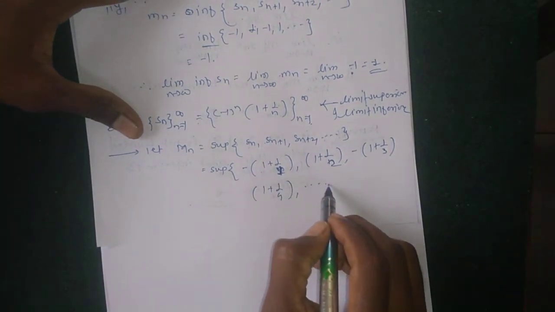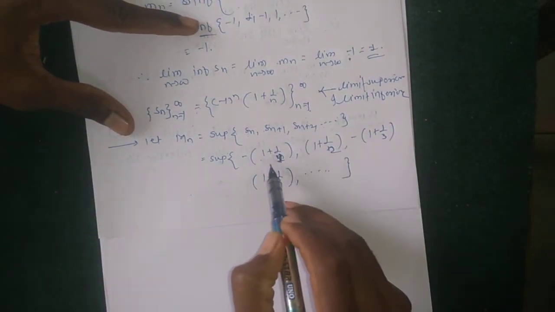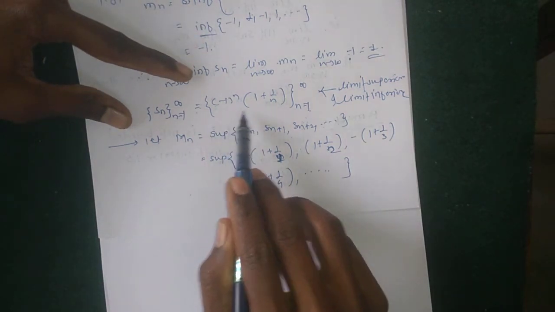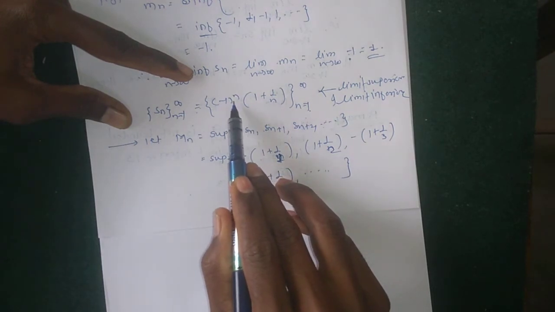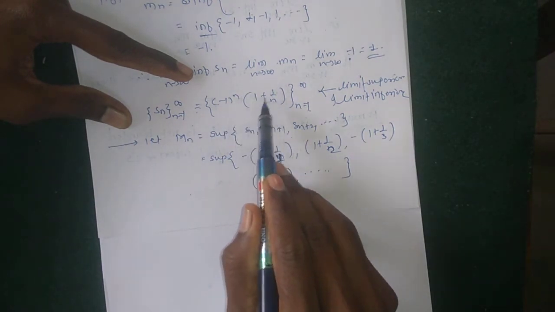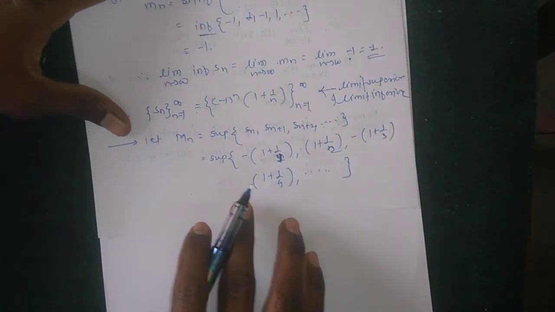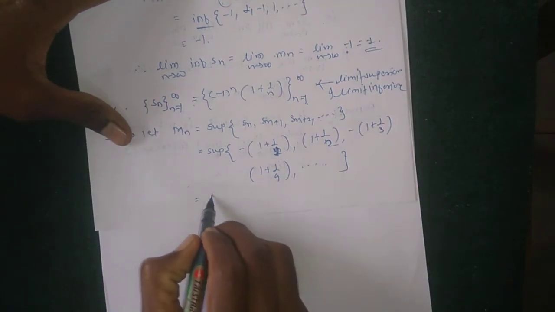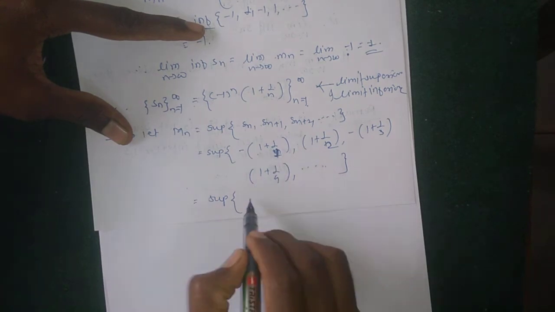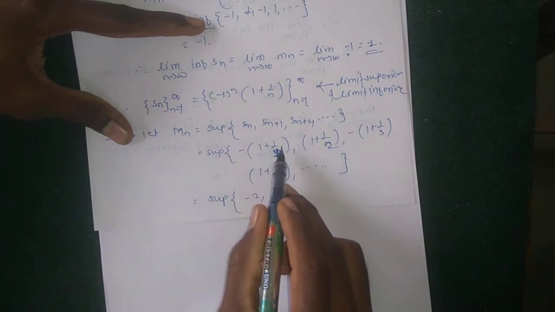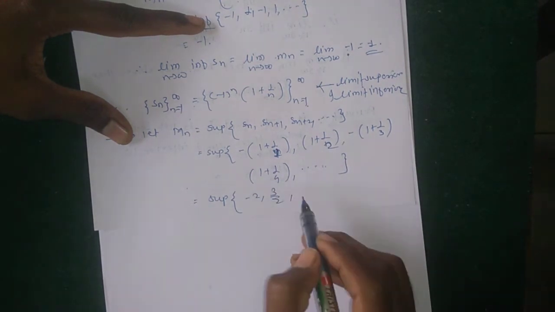And in this way all values of this sequence exist. Putting n equal to 1, we get the value -(1 + 1/1). When n is equal to 2, (-1)^2 is plus 1, so 1 + 1/2, and so on. In this way we get the values of this sequence. Here 1 + 1/2 is 3/2.